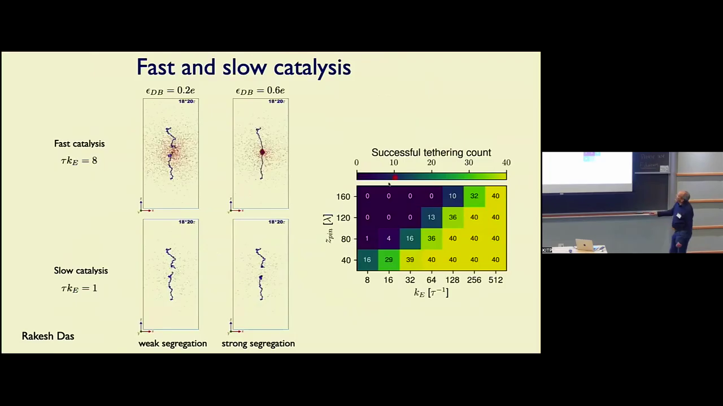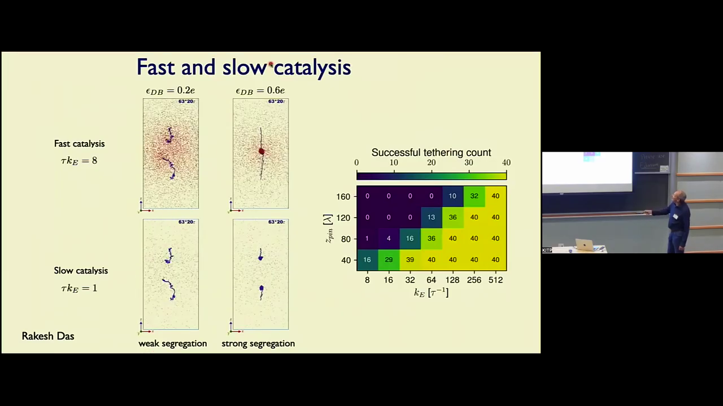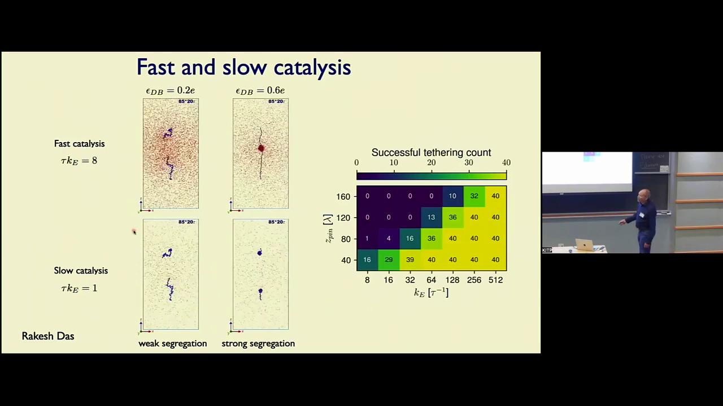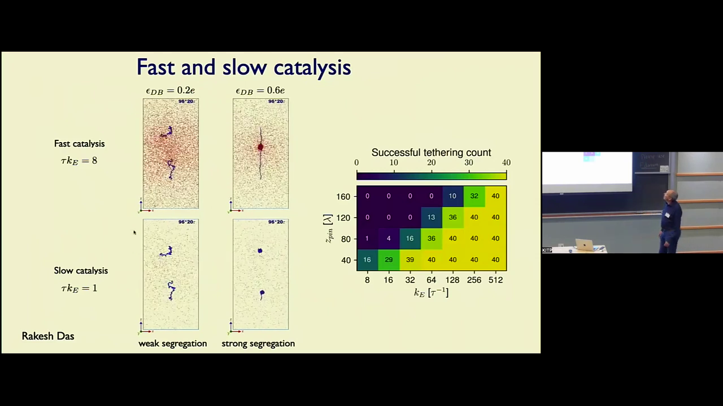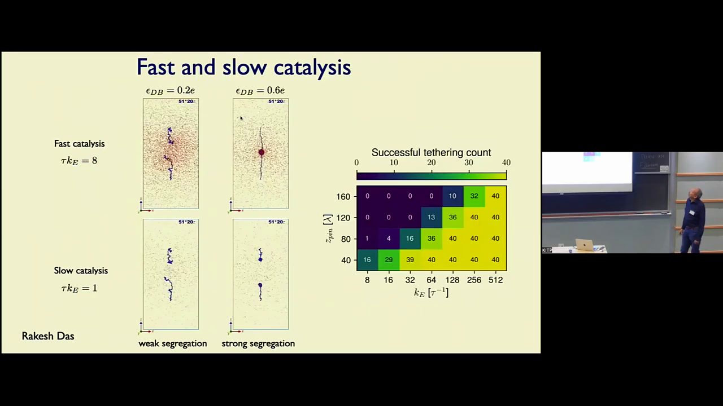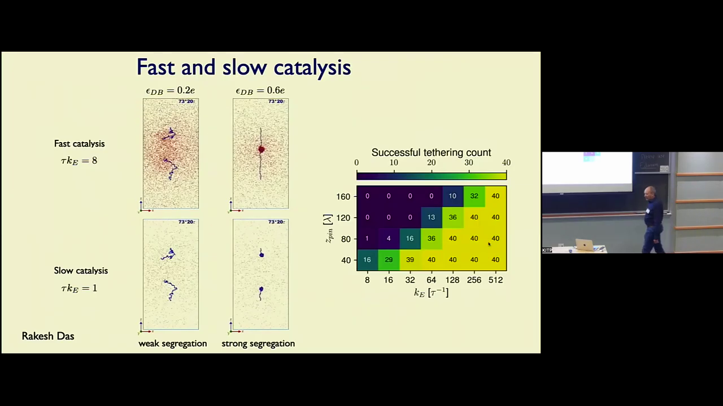There are 4 cases. The upper 2 are fast catalysis. The lower 2 are slow catalysis. The left side is weak segregation in terms of phase separation. The right side is strong segregation. And of course, the lower right is the inefficient case where the DNA breaks and the ends are lost. Here we have condensates at the 2 ends forming, but they were forming too slowly. And the strong case is here when we have strong enough catalysis and the condensate holds the ends together, and we can see the diagram where this will happen.